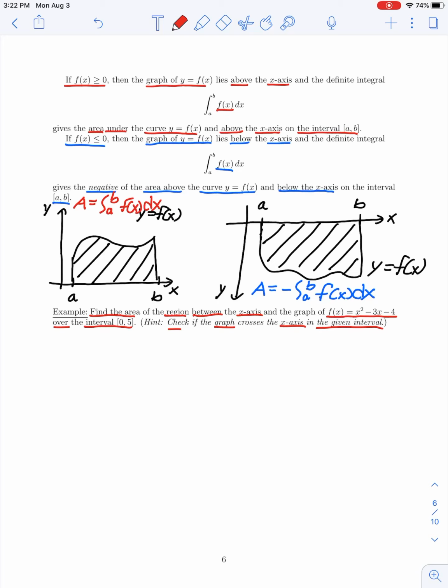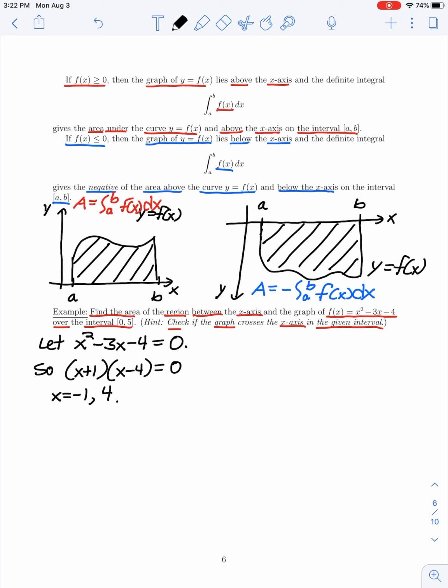And we're given a hint here that we should check if this graph crosses the x-axis within the given interval. So in order to determine if this function crosses the x-axis, we would see what its intercepts are by taking the value of our function, x squared minus 3x minus 4, and setting it equal to the equation which defines the x-axis, that is y equals 0. So to solve for x, we could factor. This quadratic can be factored as x plus 1 times x minus 4 is equal to 0. So we find that x could be negative 1 or positive 4.